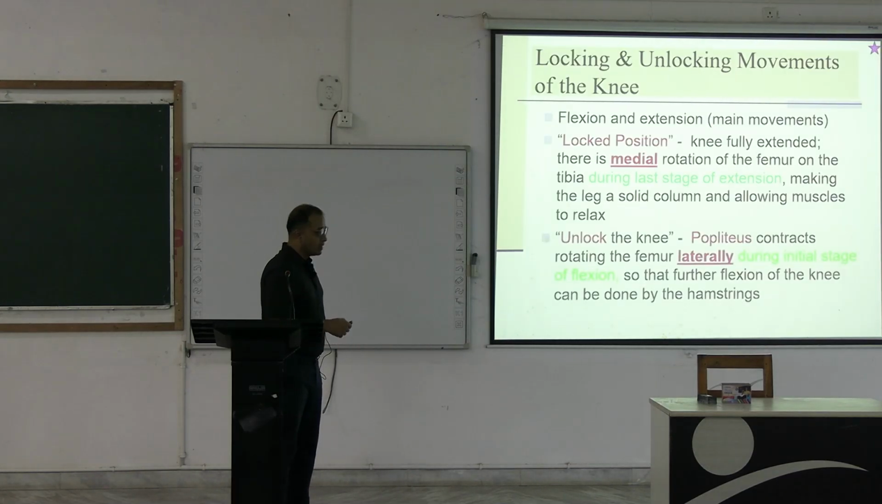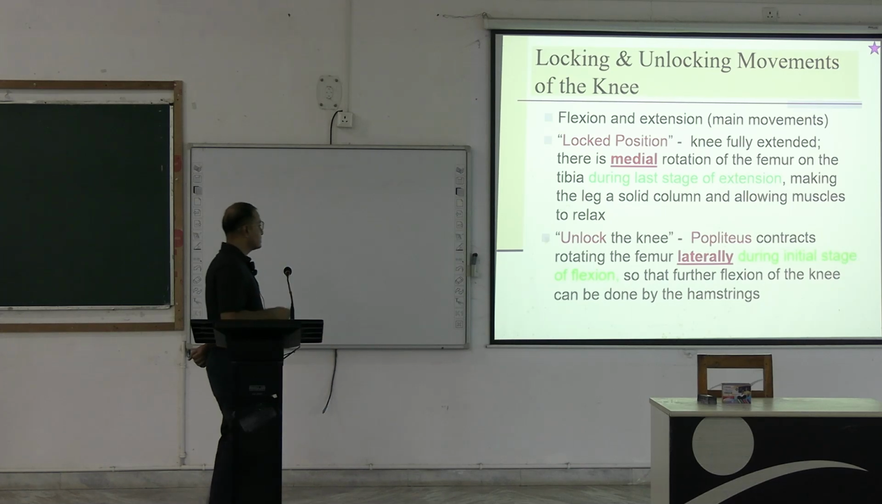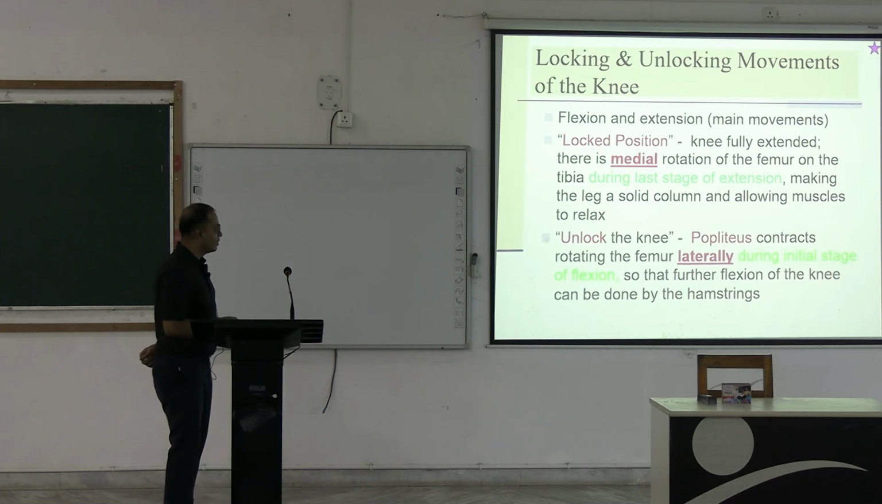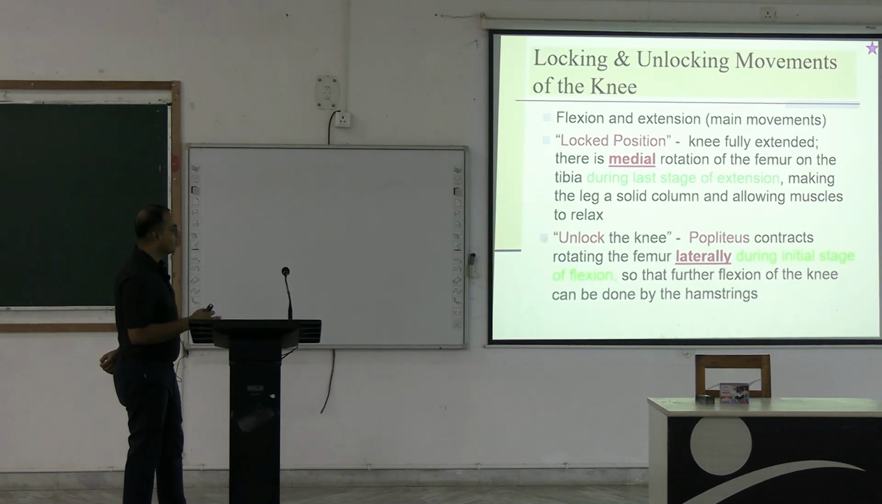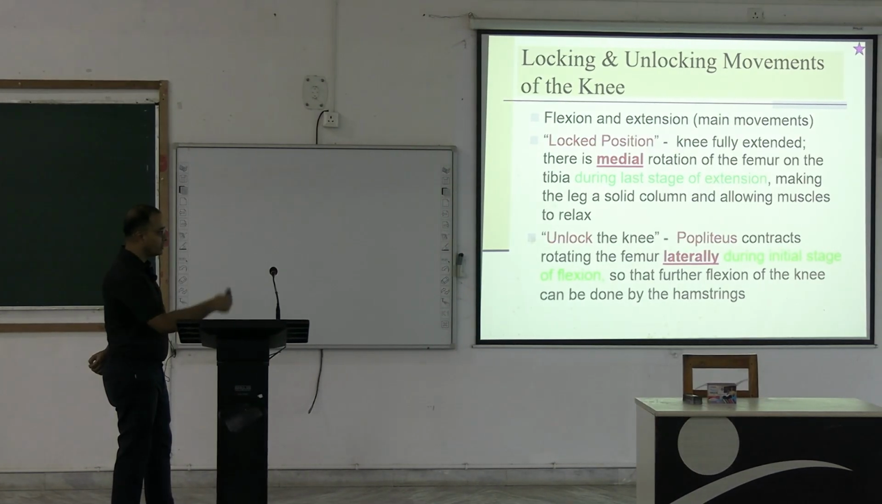Coming to locking and unlocking: whenever you are standing, there is a rotation or gliding of the medial condyle of the femur over the medial condyle of the tibia, making this joint locked. This locking helps us remain standing, and it is a kind of preventive reflex against falling down.